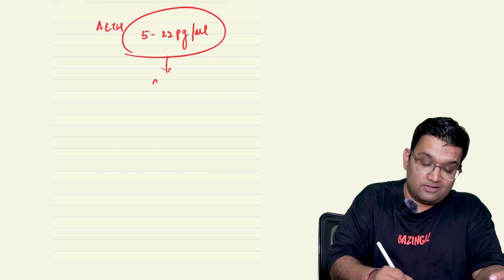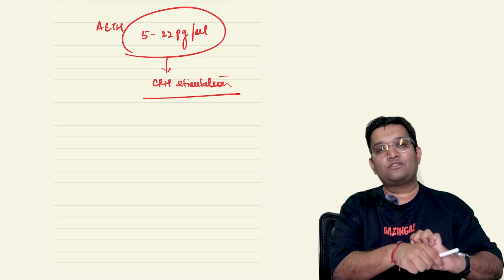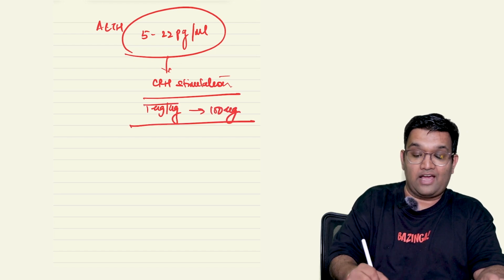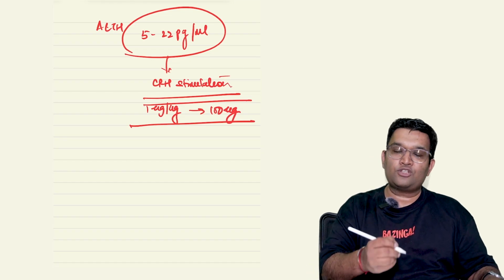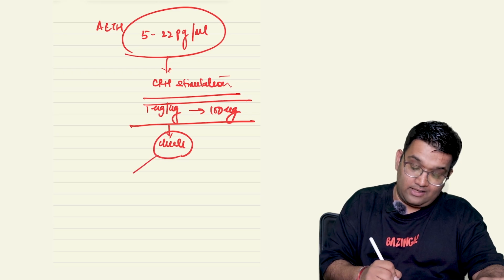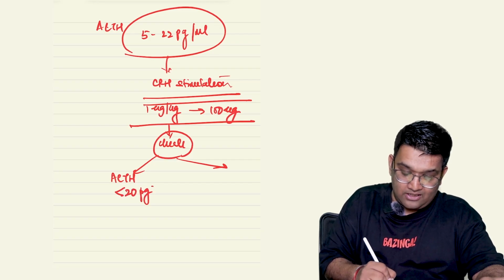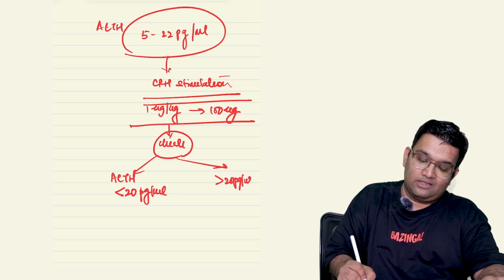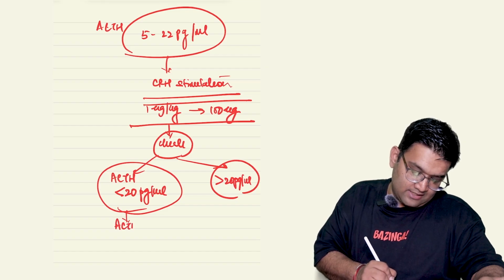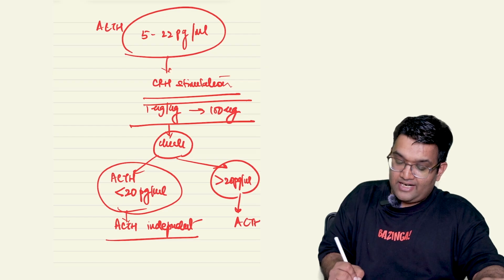So in that case we go for CRH stimulation test. Here what we have is an ovine CRH, and this ovine CRH we have to give 1 microgram per kg, not more than 100 microgram. And why we give ovine, we don't give human, is because this is more specific, it is more potent. So we give this and then again we check the ACTH. If ACTH is now less than 20 picogram per ml, or more than 20 picogram per ml. If it is less than 20, we go for an ACTH independent, while this will go for ACTH dependent.